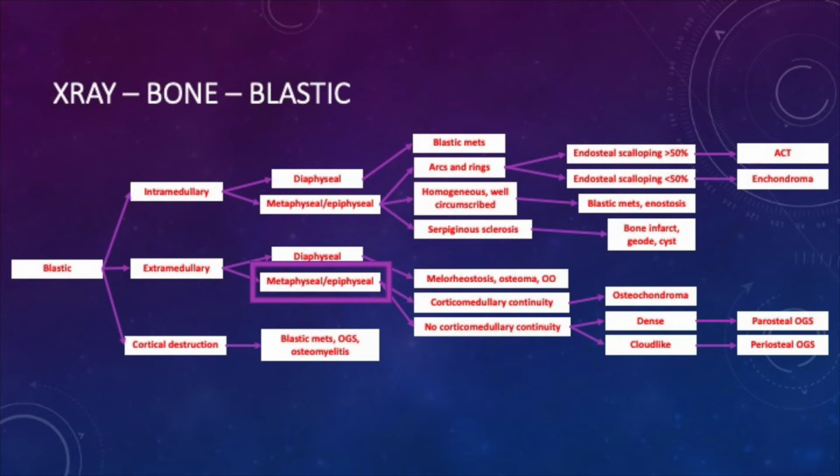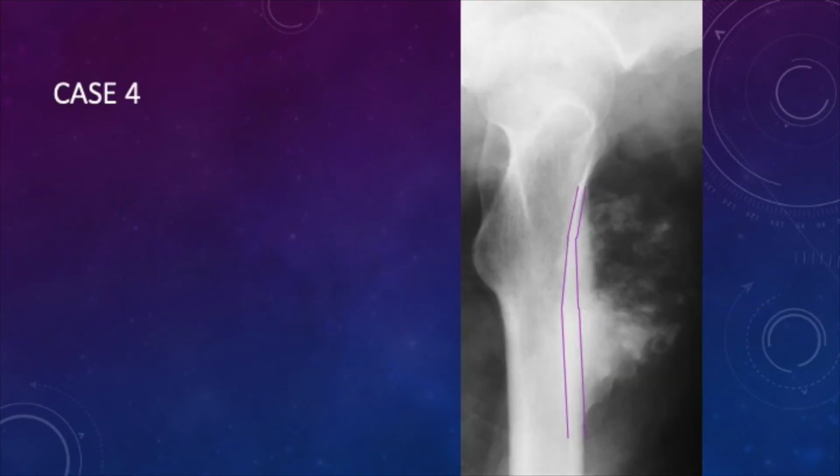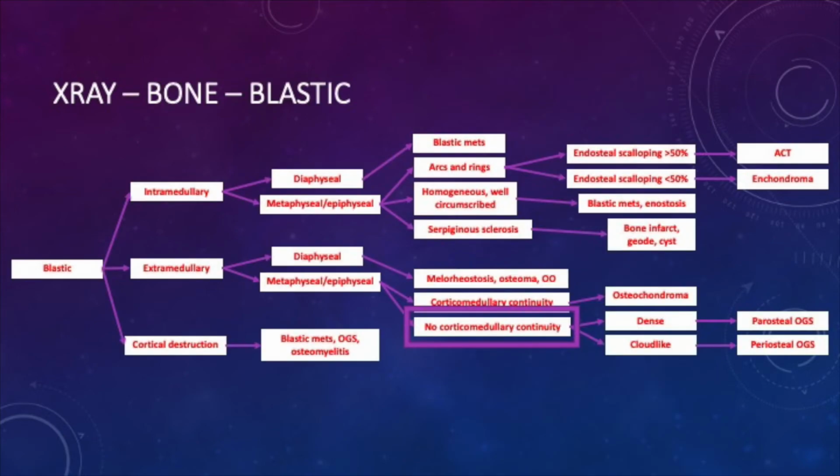So the next question we have to know is there corticomedullary continuity or not? Does the cortex go out into this lesion and incorporate it, or is the cortex separate from this lesion? Well, you can see with this purple line, I've outlined where the cortex has been preserved compared to this lesion. So there does not appear to be corticomedullary continuity. The cortex does not go out into the lesion. So we've got no corticomedullary continuity.